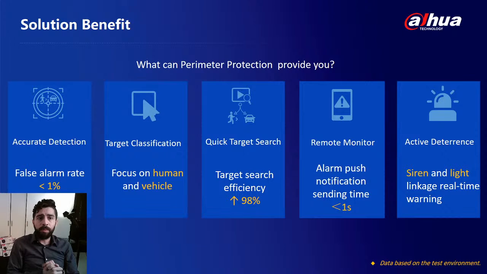So what can perimeter protection provide you? It provides accurate detection with a false alarm rate of less than one percent, so 99% accurate. The target classification focuses on humans and vehicles only. And quick target search efficiency is up to 98%. You can say, I want to search only for the humans, and it gives you that, this is the human. Or you can search for the cars.